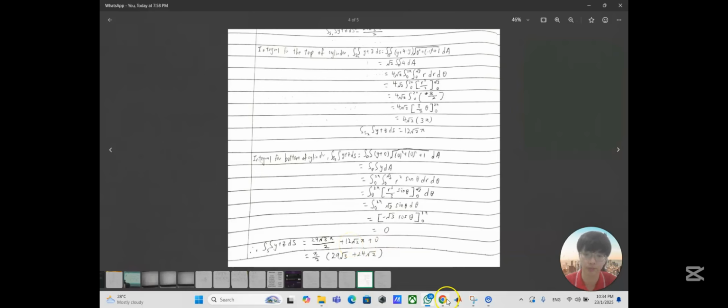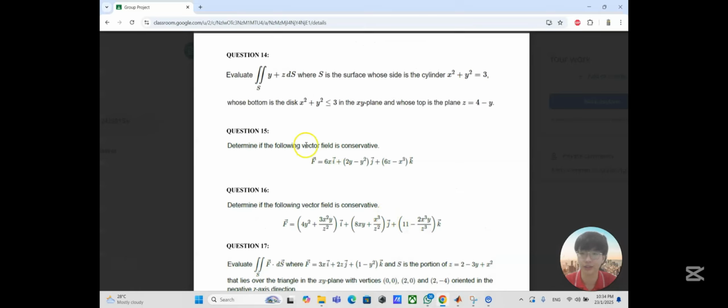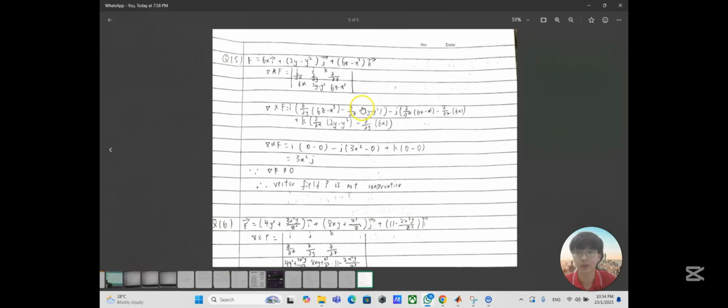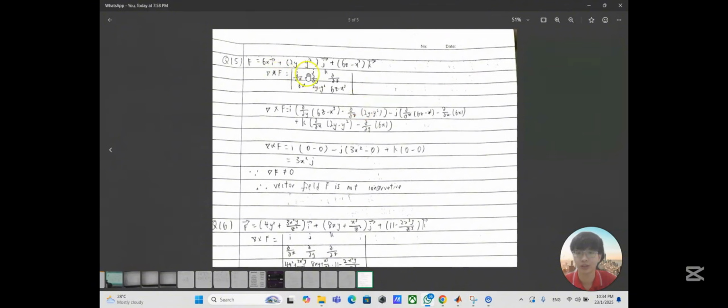Okay, so for question 15, we need to determine if the following vector field is conservative. That is F equal to 6x i plus (2y minus y squared) j plus (6z minus x cubed) k. So for this question, we do it like this.